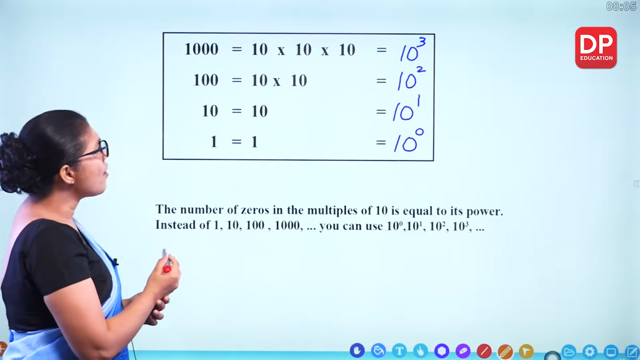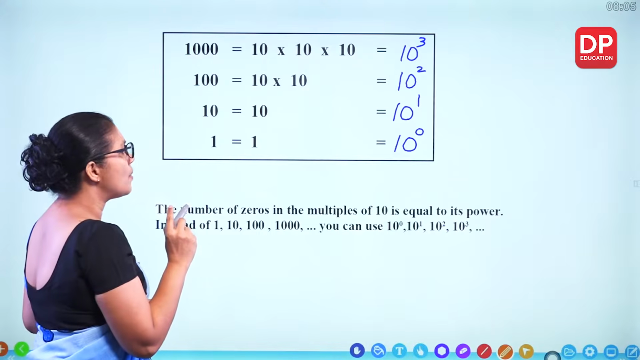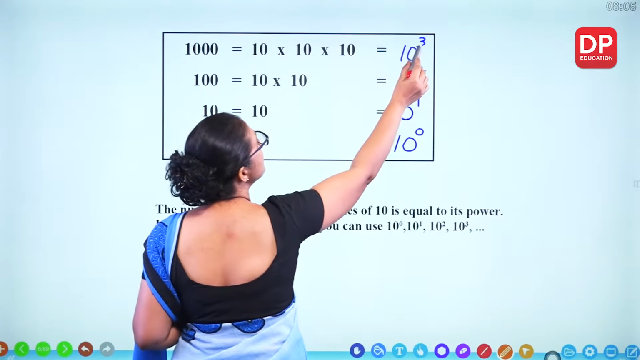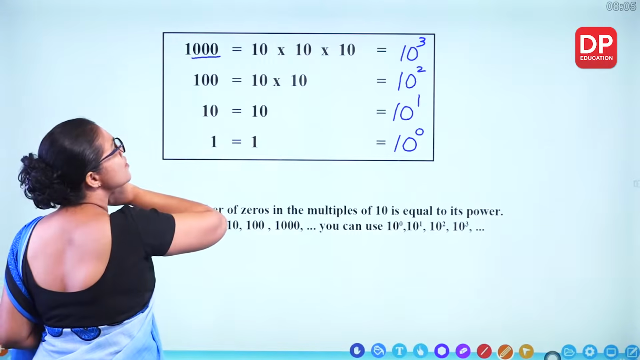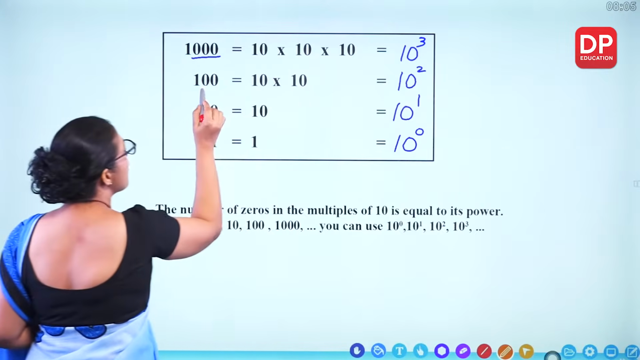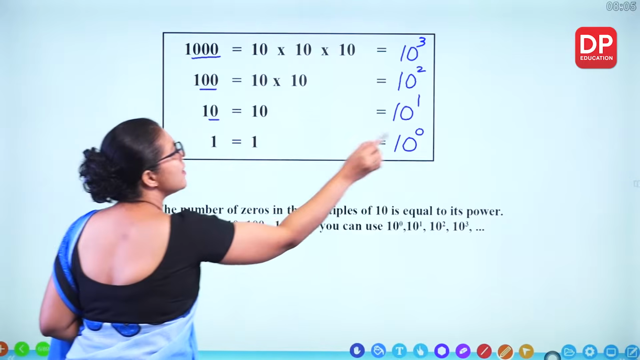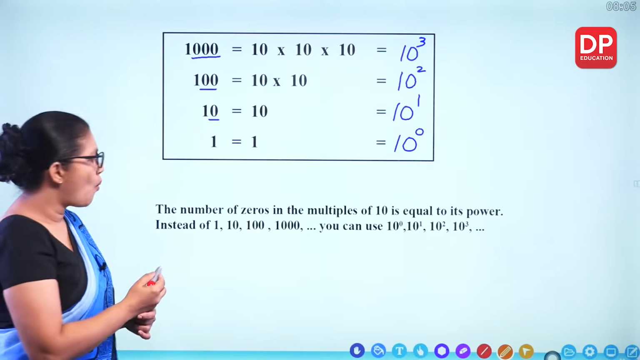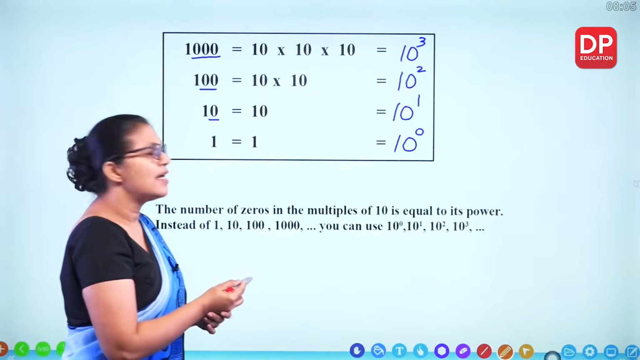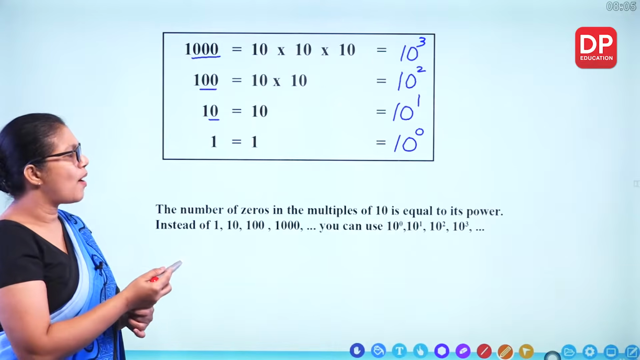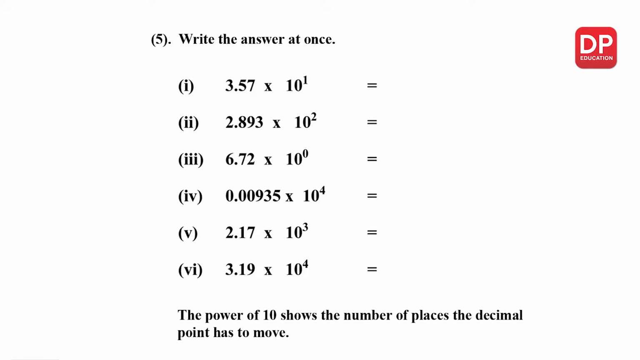The number of zeros in the multiples of 10 is equal to its power. So look at the power here, 3, and this is number of zeros, 3. 2 there, number of zeros, 2. 1, number of zeros, 1. Nothing means no zeros in 1. So instead of 1, 10, 100, 1000, you can use 10 to the power 0, 10 to the power 1, 10 to the power 2 and 10 to the power 3 like that. Write the answer at once.